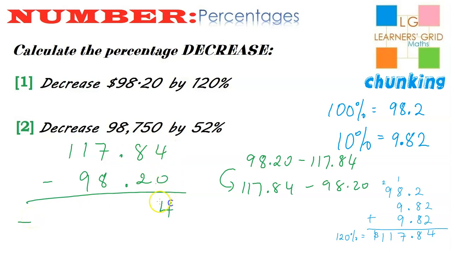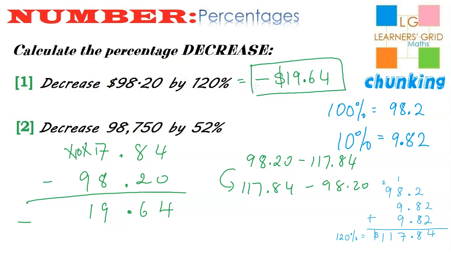4 minus 0 is 4. 8 minus 2 is 6. Decimal point. 7 minus 8 can't happen, so borrow from here. 17 minus 8 becomes 9. 0 minus 9 is not going to happen, so I borrow. 10 minus 9 is 1. So the answer, it's not 19.64, it's minus. Put the unit of measurement: minus $19.64. So that is the answer to number 1.